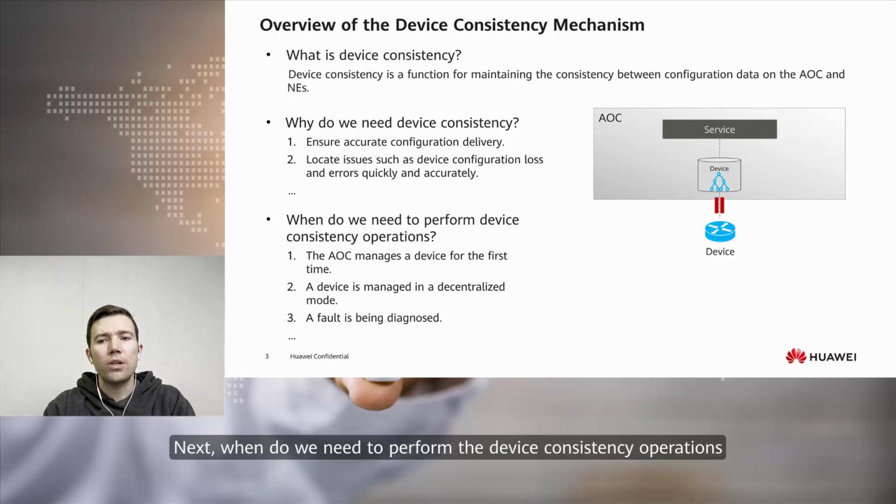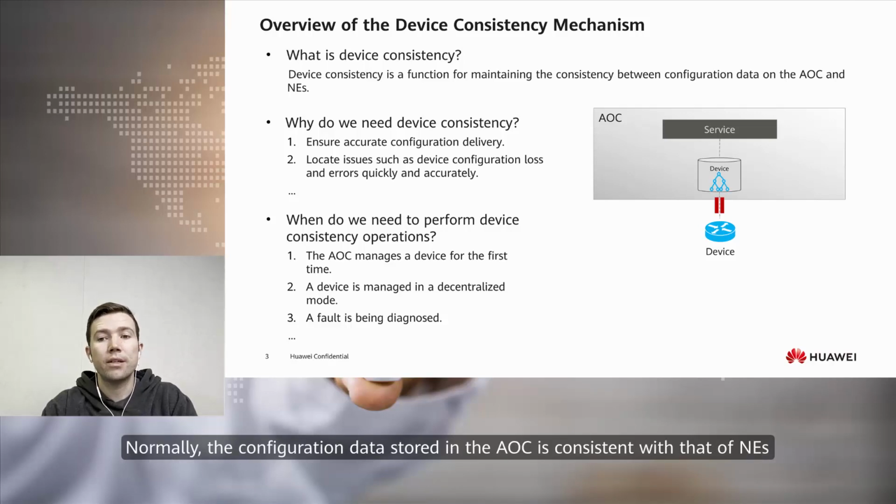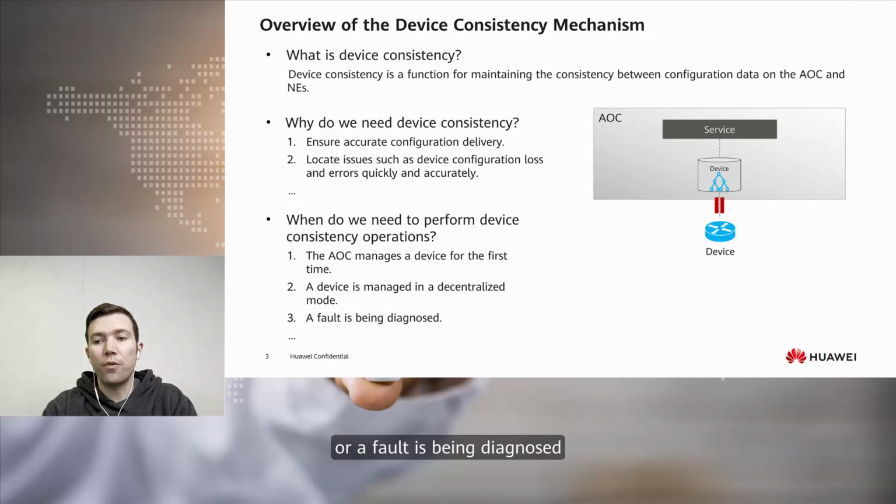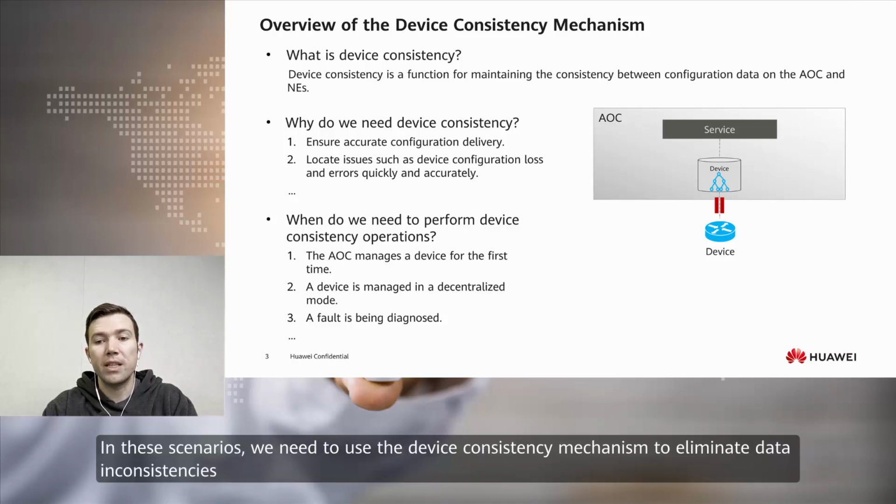Next, when do we need to perform the device consistency operations? Normally, the configuration data stored in the AOC is consistent with that of NEs. However, data inconsistency may be caused in some scenarios. Example scenarios include when the AOC manages a device for the first time, a device is managed in a decentralized mode, or a fault is being diagnosed. In these scenarios, we need to use the device consistency mechanism to eliminate data inconsistencies.